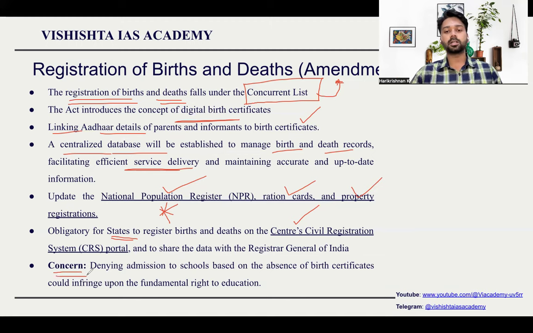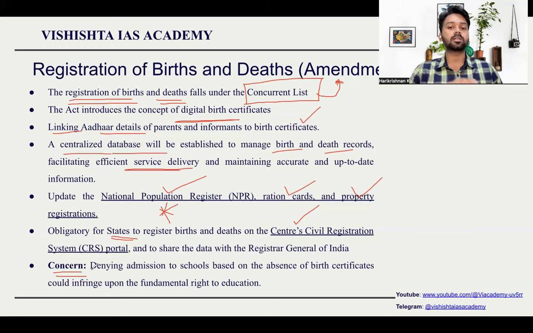One very important concern here is when you make it compulsory to get a birth or death certificate. For example, if there is a child who does not have a digital birth certificate, and the child goes to a school to get educated, and the school asks, where is your digital birth certificate? If the student doesn't have it, what will we do?